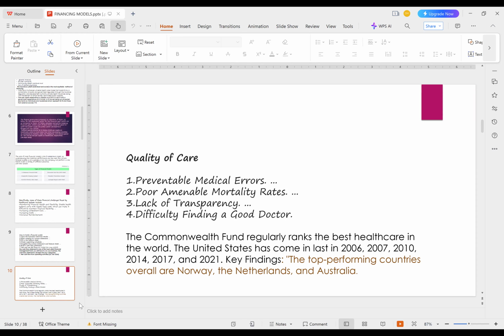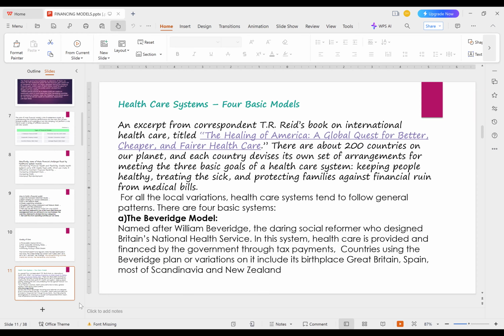The Commonwealth Fund regularly ranks the best healthcare in the world. The United States has come in last in 2006, 2007, 10, 14, 17, and 21. Key findings from the Commonwealth Fund are that the top performing countries overall are Norway, the Netherlands, and Australia.